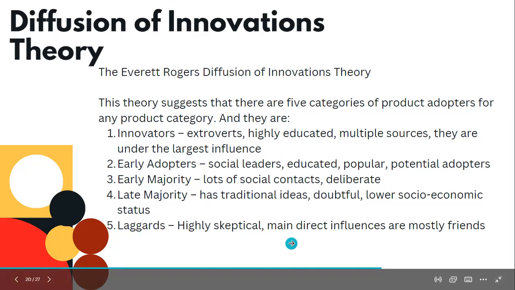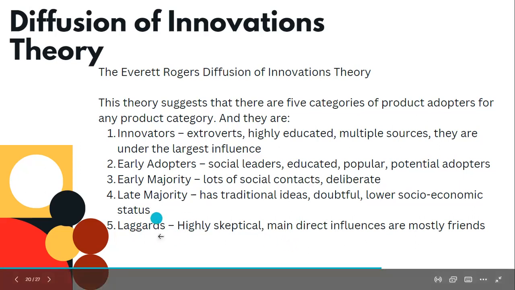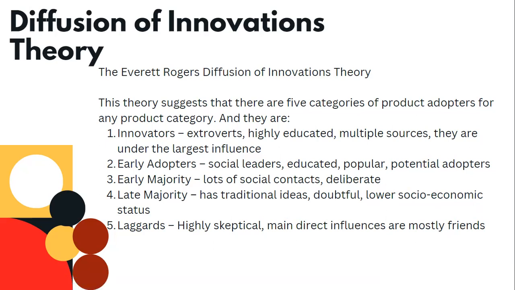Laggards are the people who have to buy a smartphone just because, okay, my son has gone abroad, I have to video call him, I have no other way of seeing him, so I will buy a smartphone. So those are the laggards. They are highly skeptical, and their direct influences are mostly friends. When all of their friends have something new, they are also forced to have it.